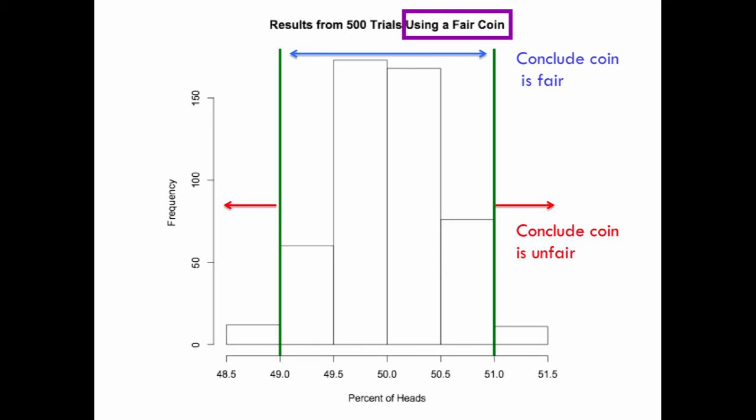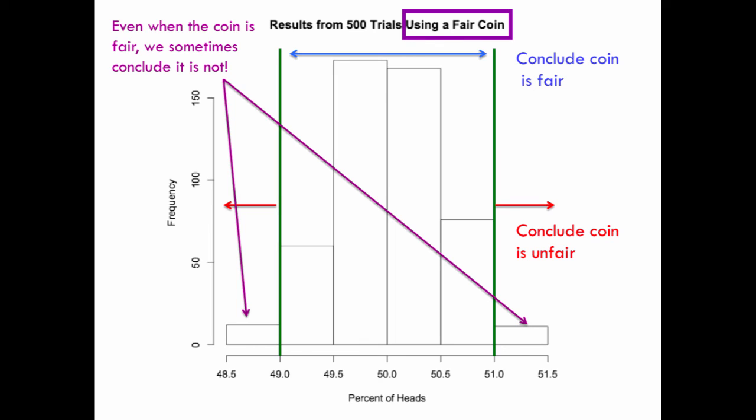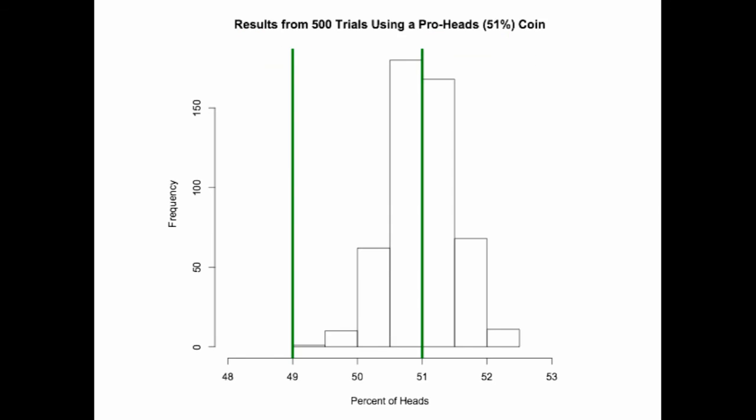But even using what I know is a fair coin, sometimes the frequency landed outside of bounds. 11 times I had fewer than 49% tails, and 10 times I had more than 51% tails. As a result, 21 times I said the coin wasn't fair, even though it was. In other words, I reached the wrong conclusion in about 4% of the trials.